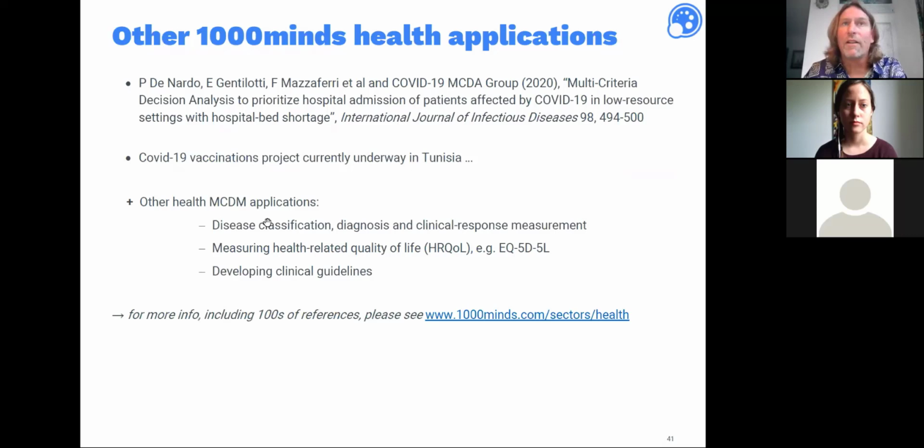A quick plug for other applications. Again, I've only talked on prioritization when there's a resource constraint. That's a major issue of the health system, but there's lots of other applications, certainly in the health sector, that MCDA, 1,000 Minds, is being used for. There's lots of information on our website. I'd love to talk to anyone who wants to.